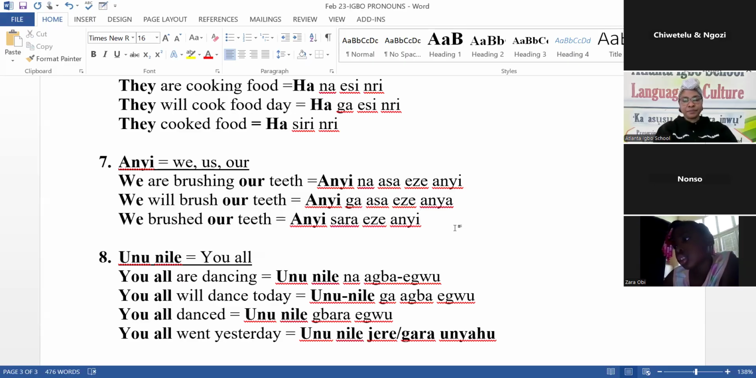Enwere m ajụjụ mbụ. And we will brush our teeth at the end of the sentence in Igbo. How come it ends with an A, not with an I? Eze. Okay, so now the teeth. The noun comes before the object or subject. So now the noun comes first. Teeth. Eze anyị.